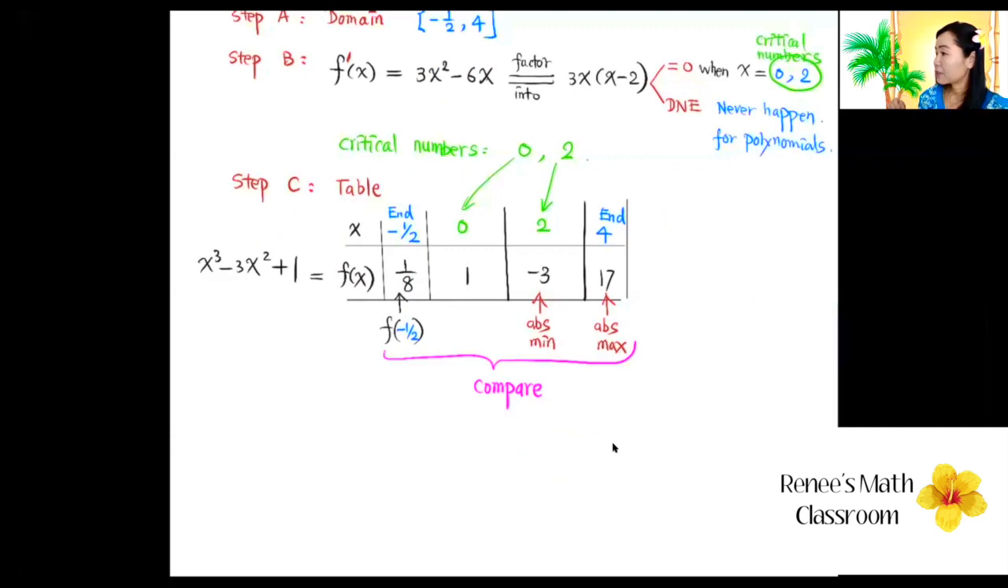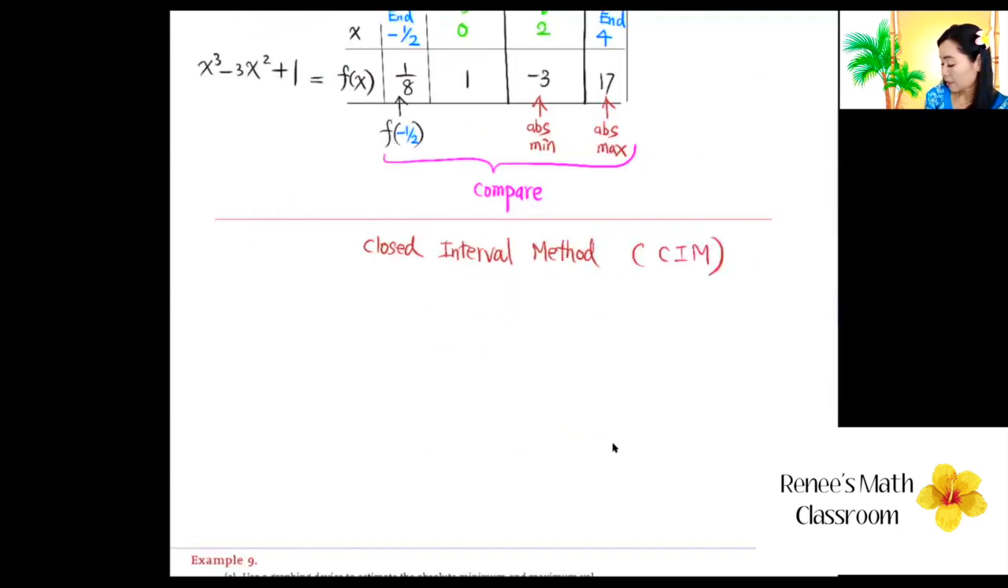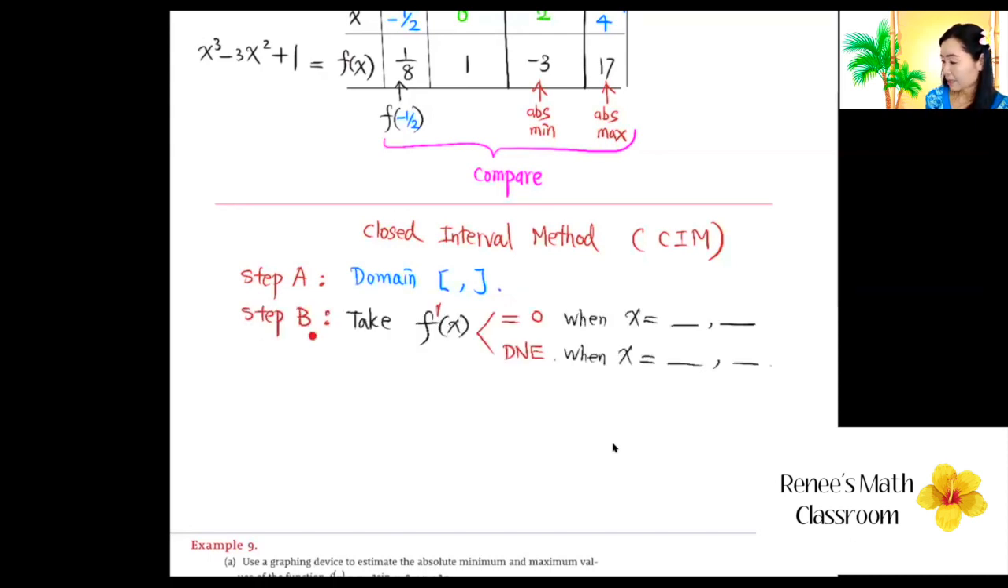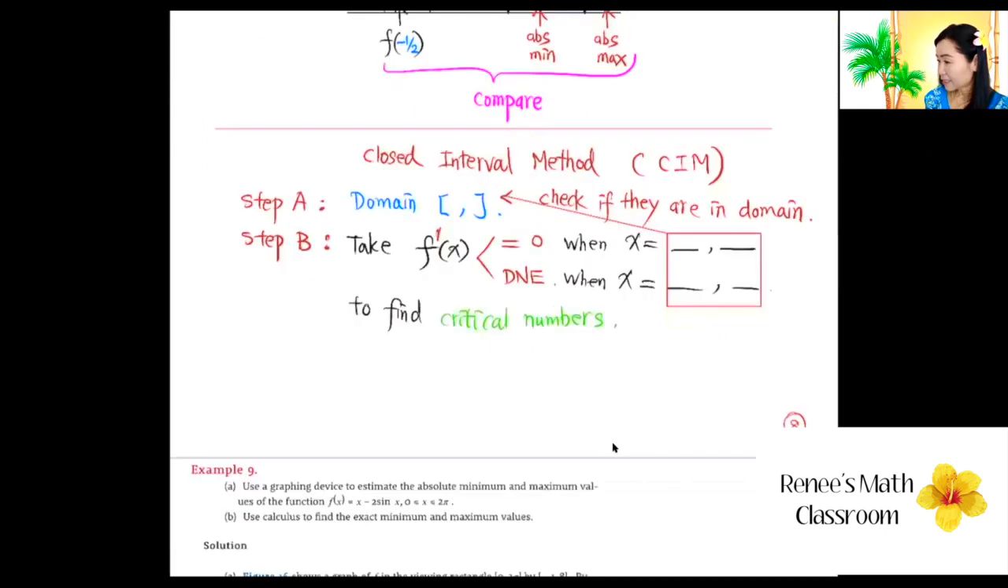Okay, I'm going to write down the steps. One more time, the closed interval method, let's call that CIM. First step, you write down the domain, which is a closed interval that is given. Second step, you take the first derivative. You find when the derivative equals 0 or when the derivative is undefined, and then you look at those x values and see if they are inside the domain. This step is for you to find critical numbers. If it's inside the domain, they are critical numbers.